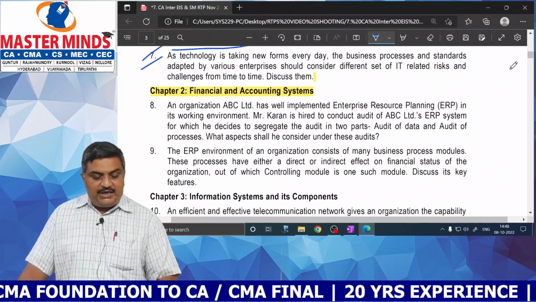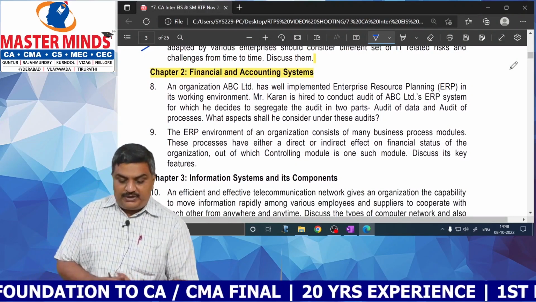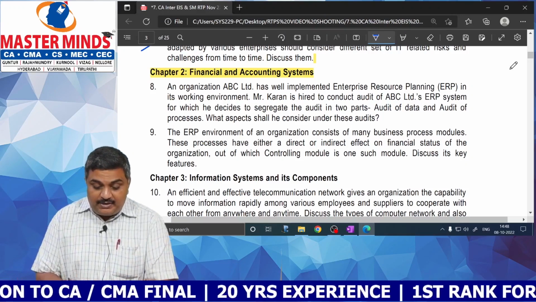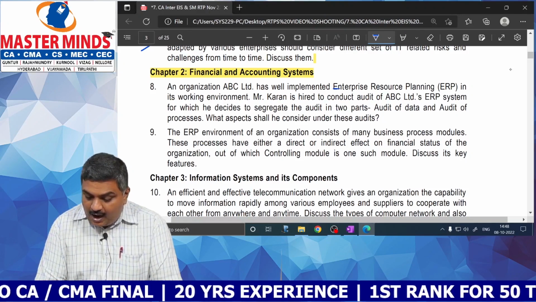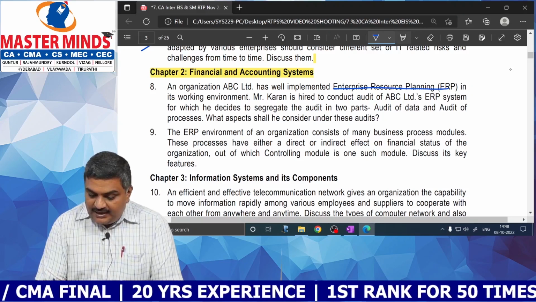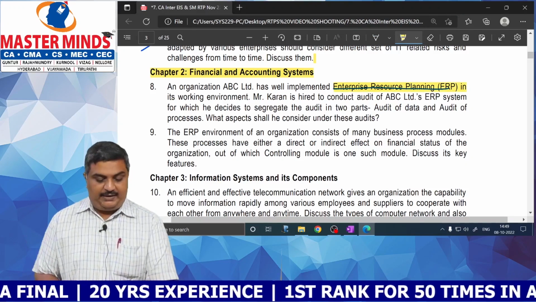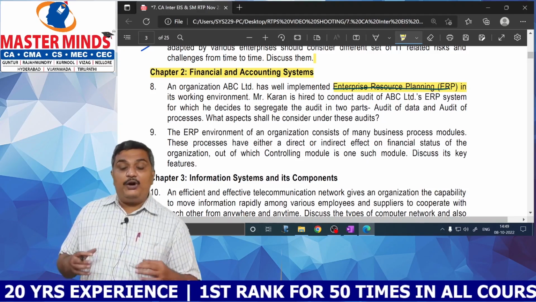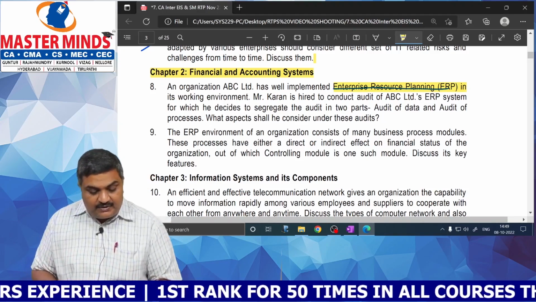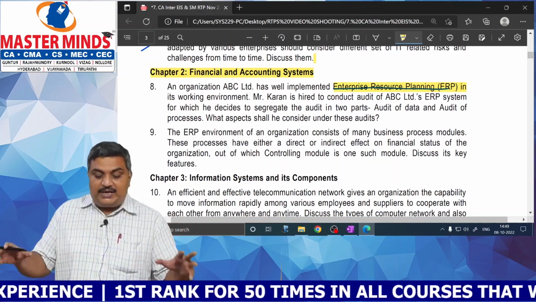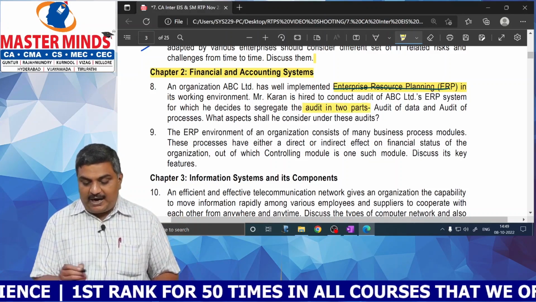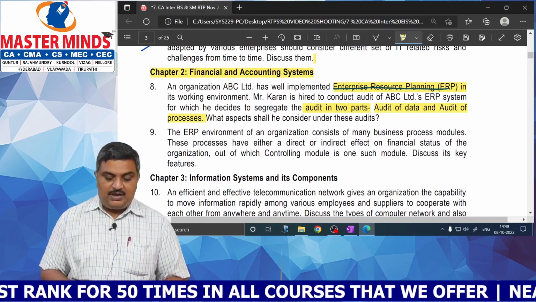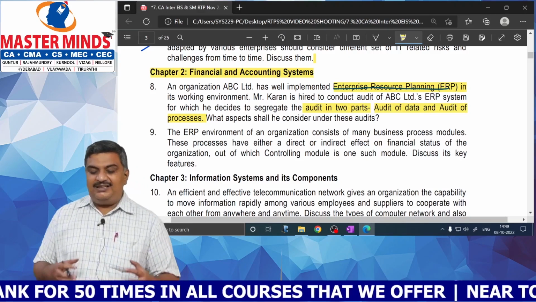Now, the next question is from Chapter 2, Financial and Accounting Systems. Let us read the question. An organization ABC Limited has well implemented ERP, Enterprise Resource Planning, in its working environment. And Mr. Karan is hired to conduct the audit of ABC Limited's ERP system, for which he decides to segregate the audit into two parts: audit of data and audit of processes. What aspect shall he consider under these audits?